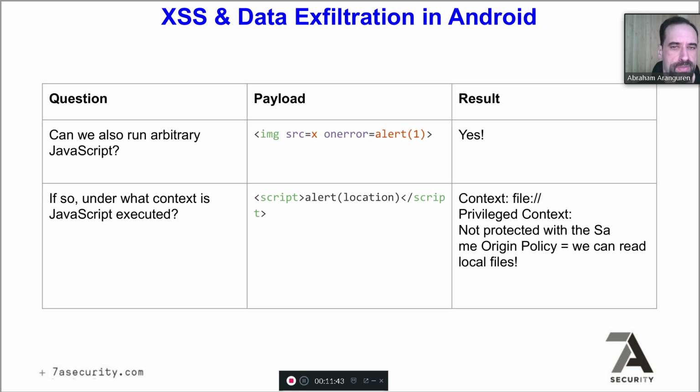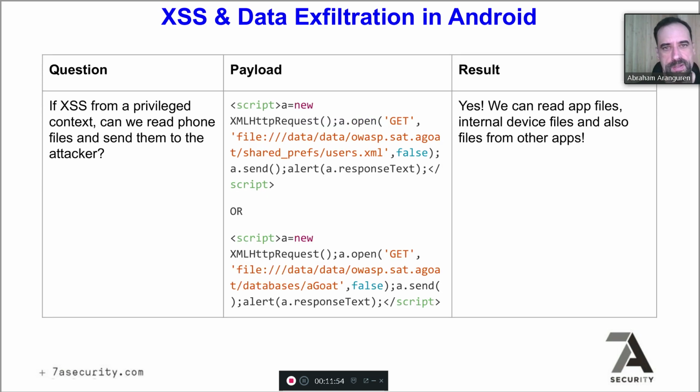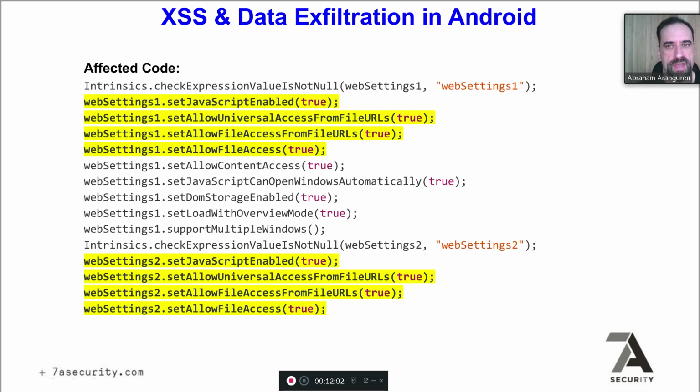So yeah, I explained all that. First, methodology-wise, we're looking to answer these questions. Do we get the alert one? This means we have XSS. Alert location shows us the context, so it's a file URL, so more privileged. And then we have the other payloads to read the local files, right? Users XML, the SQLite database, and so on. This all works because all these insecure settings are set.